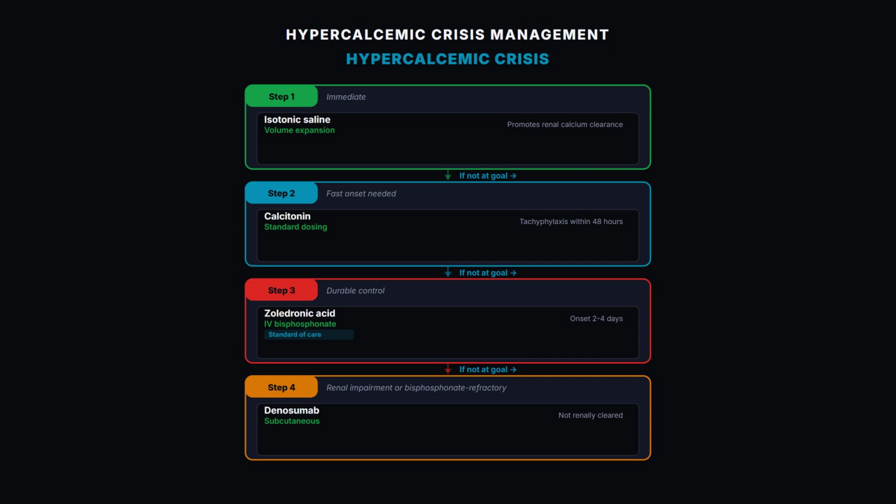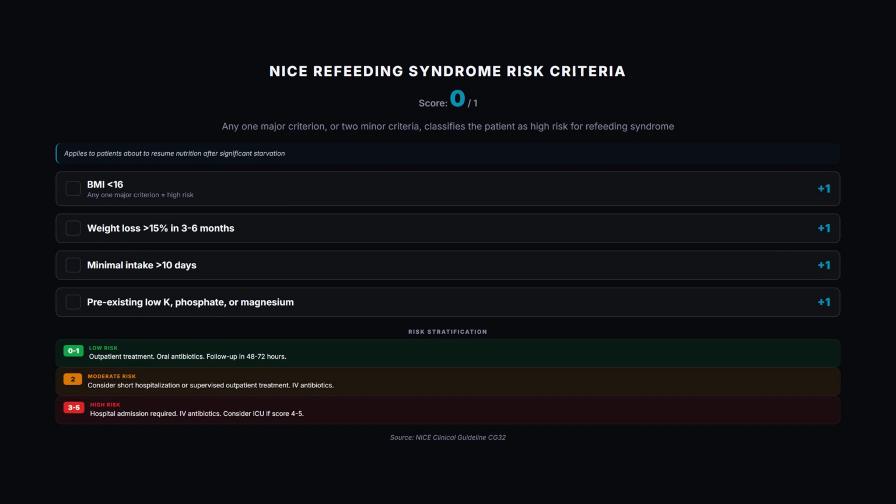NICE criteria stratify refeeding risk before you write the first tube feed order. High risk meets any one of BMI under 16, unintentional weight loss over 15% in 3 to 6 months, minimal intake over 10 days, or pre-existing low potassium, phosphate, or magnesium, or any two of a milder version of those same criteria. The refeeding cascade starts the moment carbohydrate hits the gut.